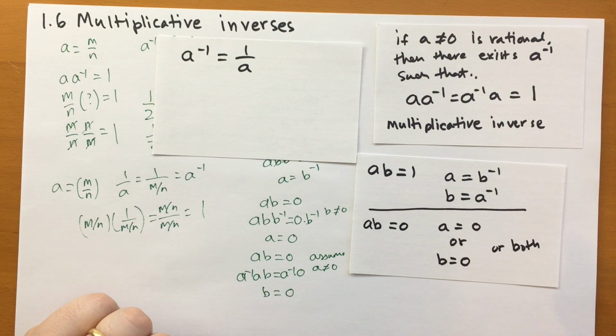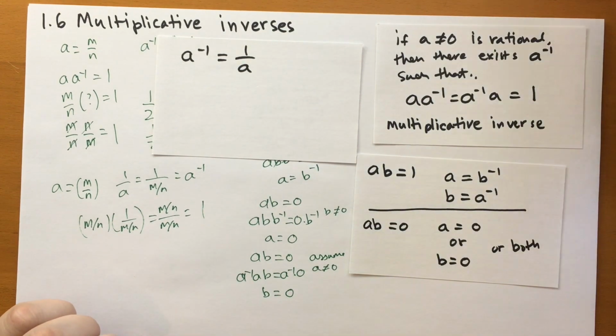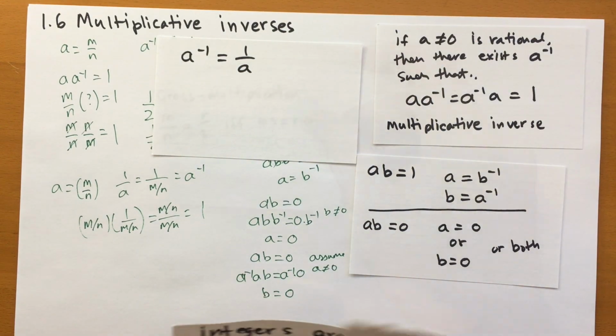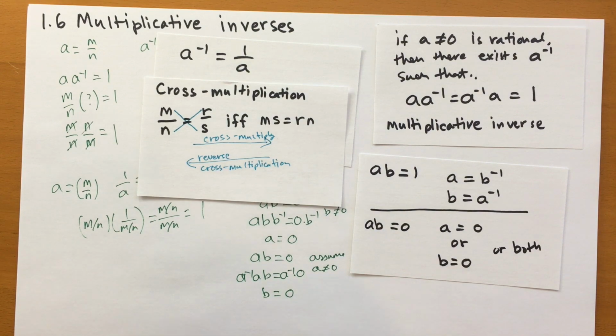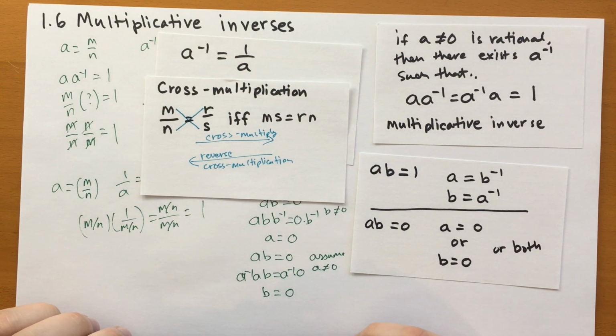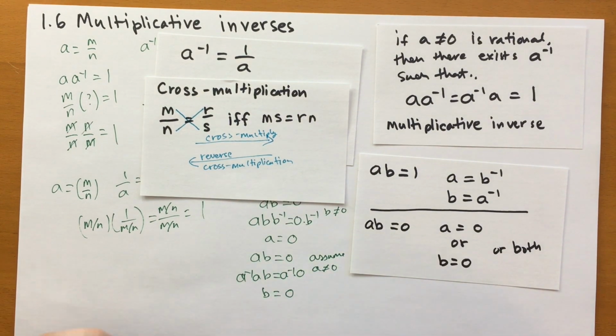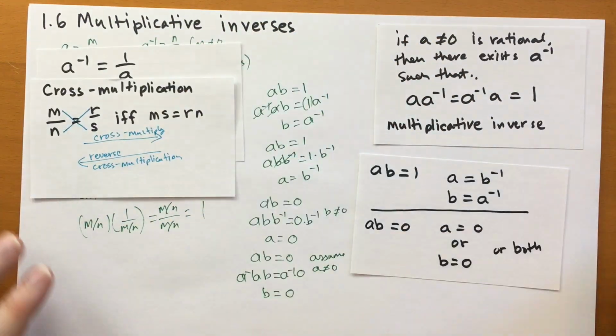Do I need to mention something else here? Cross multiplication works. So I'll pull out the cross multiplication card. This also works for rational numbers, which he takes too much time to prove using the multiplicative inverse as a proof. Let's do that really quick. Let's prove cross multiplication for rationals using the proof.